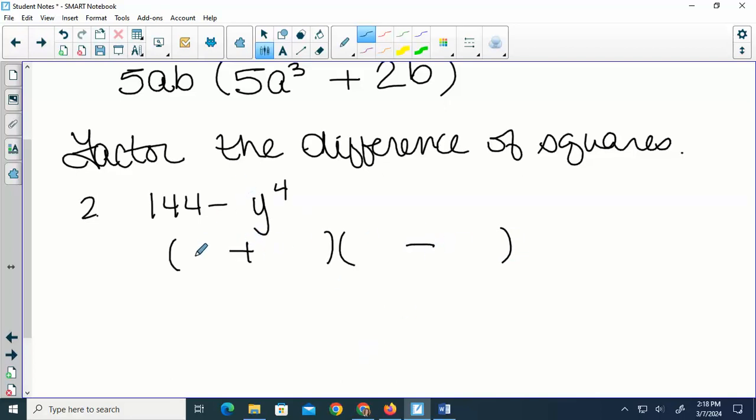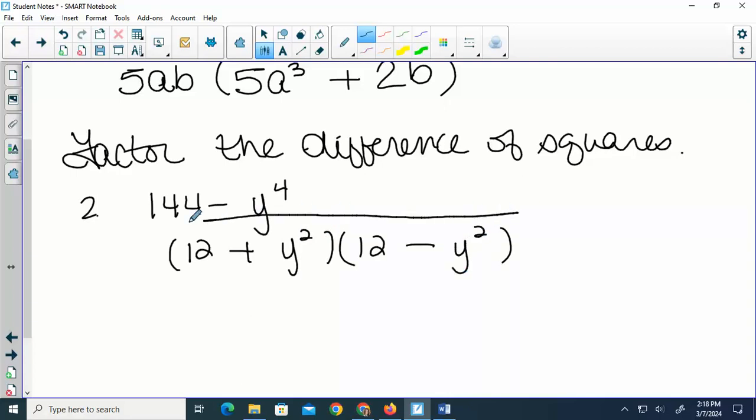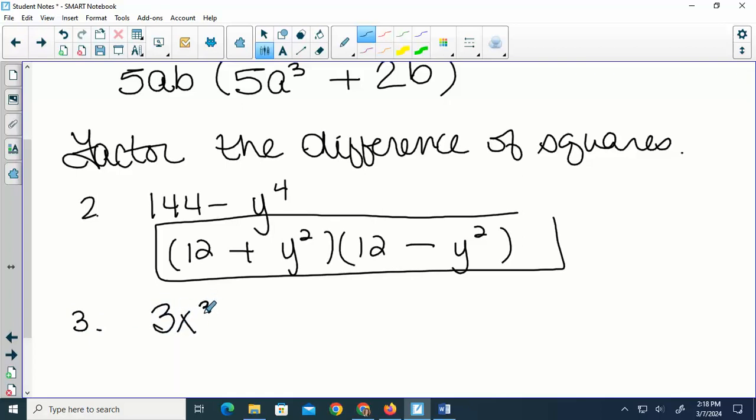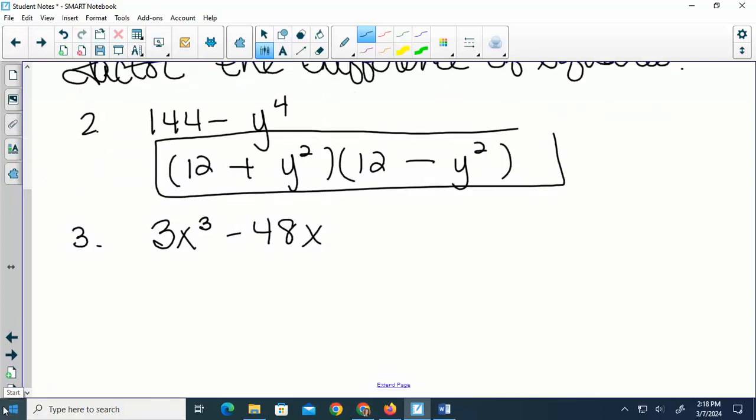So the square root of 144 is, square root of y to the 4th. And so that would be our final answer. What if I gave you 3x cubed minus 48x? What can I do there? Take out a 3x.